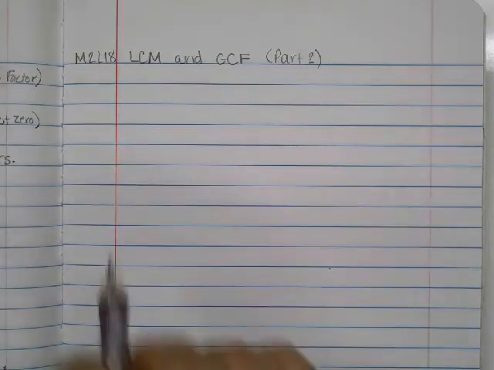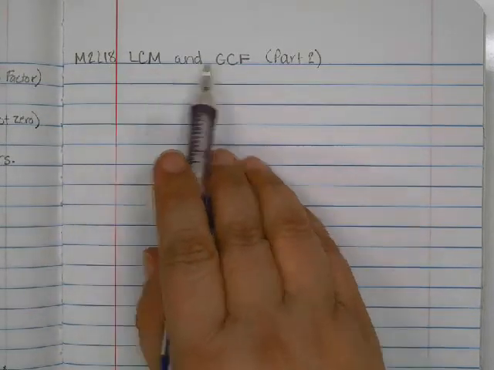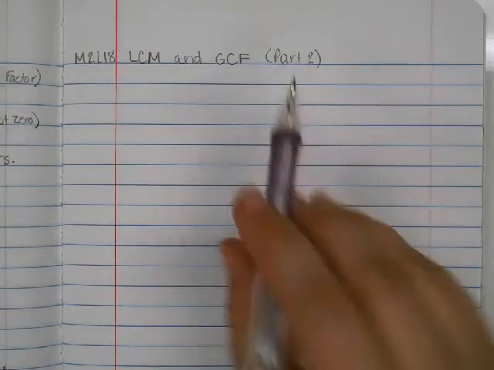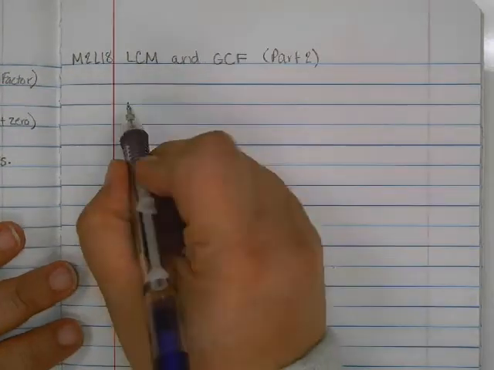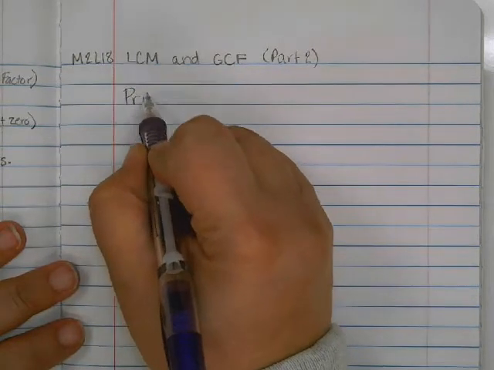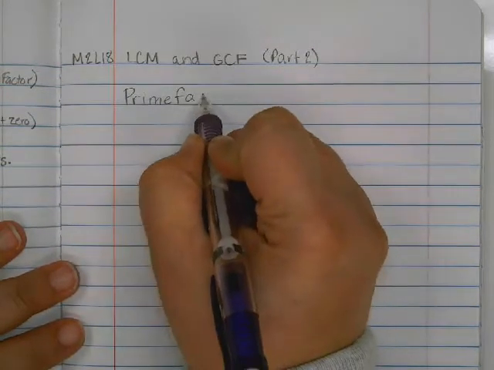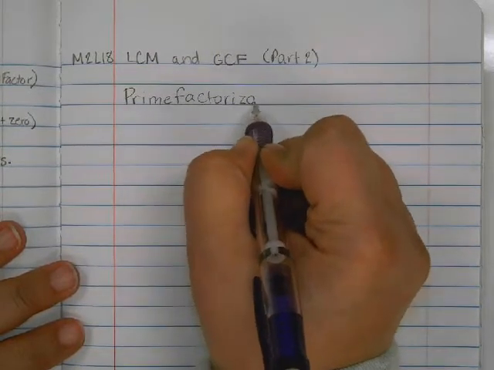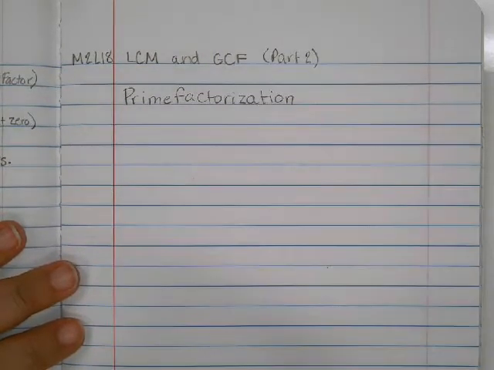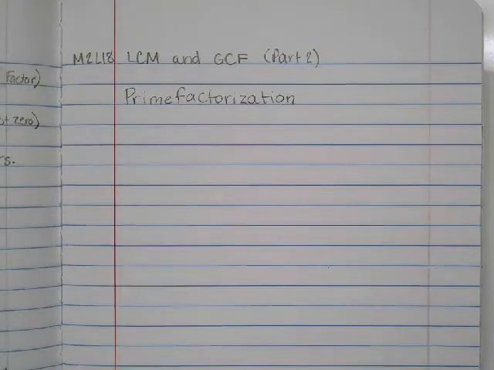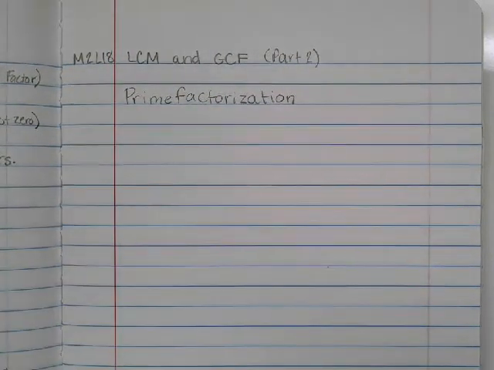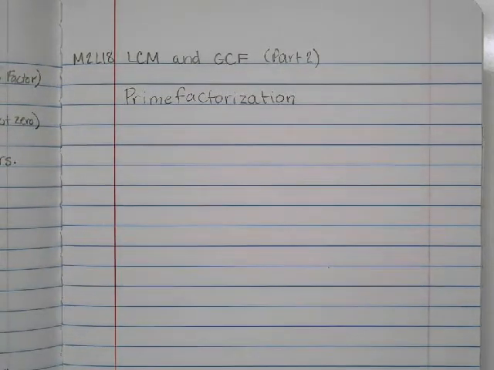Today's lesson is Module 2, Lesson 18, Least Common Multiple and Greatest Common Factor, Part 2. In today's lesson, we're going to talk about prime factorization. In prime factorization, we take two numbers and break them all the way down to their prime factors. Using this method, you can find both the LCM and the GCF. So I'm going to show you some examples.